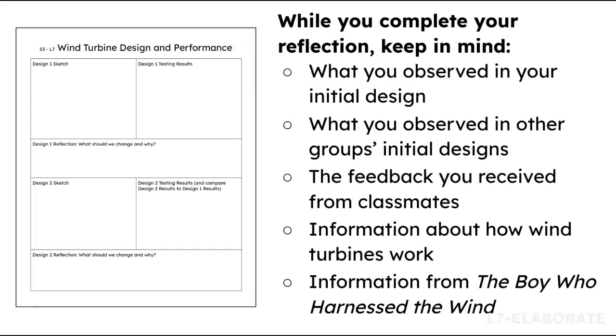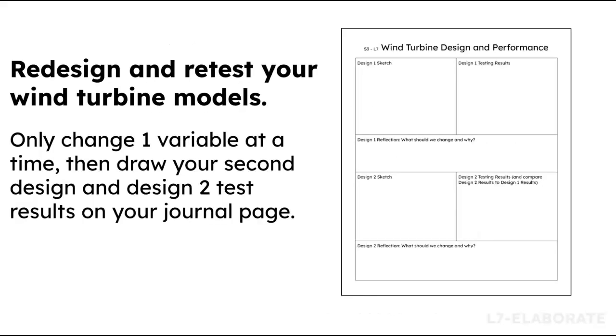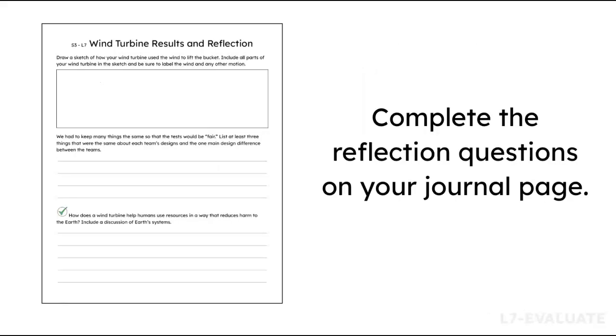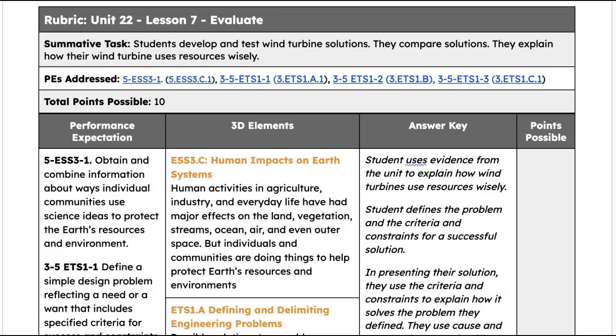For the Elaborate portion, you'll have students work in their groups to complete the Design Reflection, Wind Turbine Design and Performance student journal page. You'll then give students time to redesign and retest their wind turbine models. They should draw their second design and design 2 test results on the Wind Turbine Design and Performance student journal page. For the Evaluate portion, you'll have students complete the reflection questions on the Wind Turbine Results and Reflection student journal page. You'll use this rubric to evaluate students on their arguments.